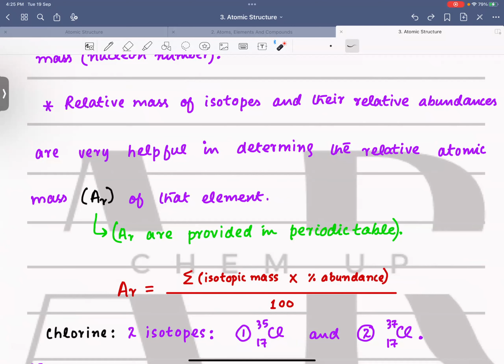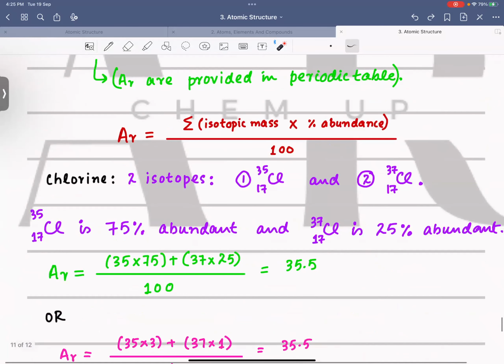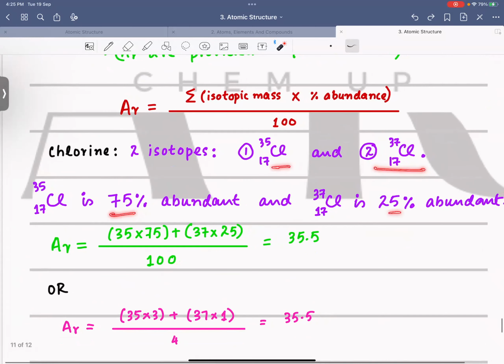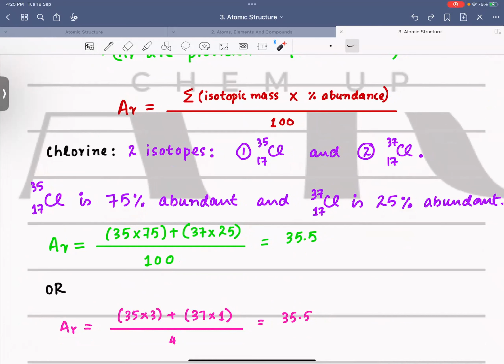Okay, so for example, if we look at chlorine, how many isotopes are there? Two. We know their abundances, as I have discussed. So we just put these values in the formula. The mass of the first isotope is 35. Its abundance is 75%, so we multiply these two. Then the second isotope has a mass of 37. It is 25% abundant. We multiply these two and then we add them.